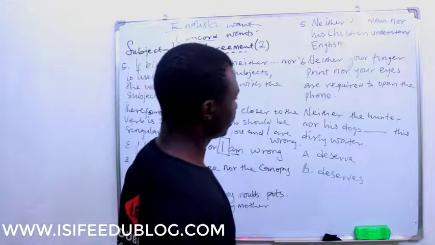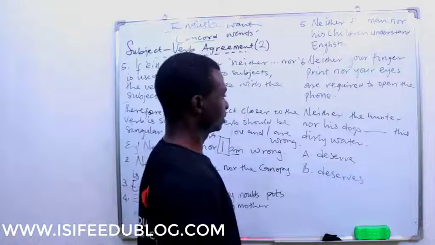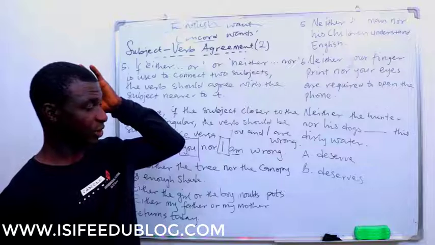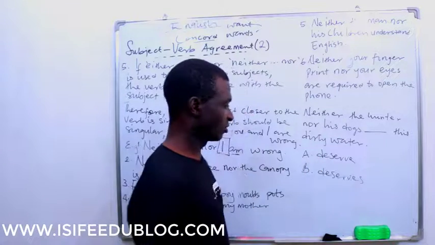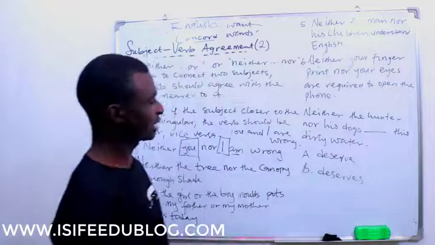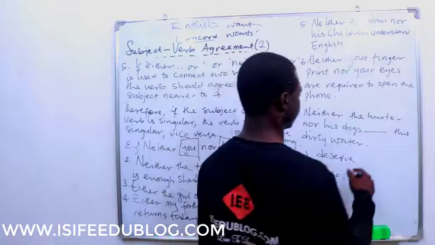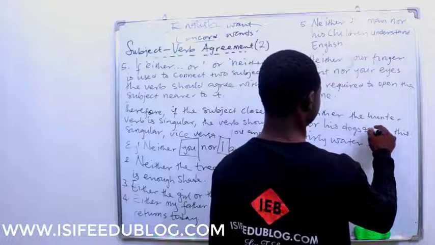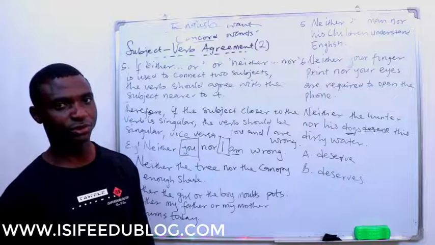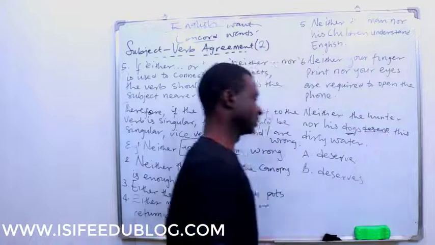Neither the hunter nor his dogs deserve this dirty water. Is it deserve or deserves? Neither the hunter nor his dogs deserve, because dog is in the plural form. We have dogs, not dog. So dogs will take the verb deserve.